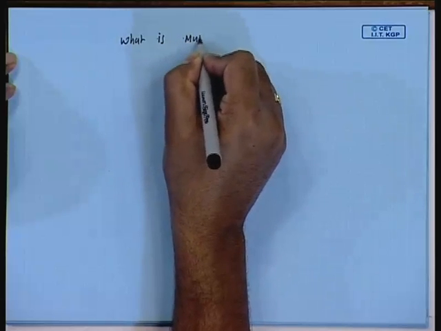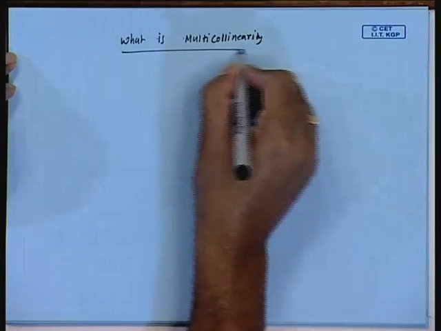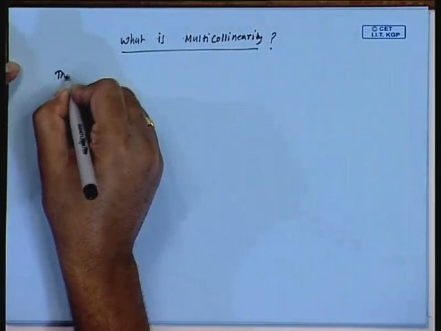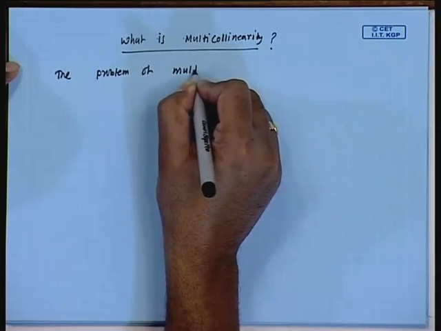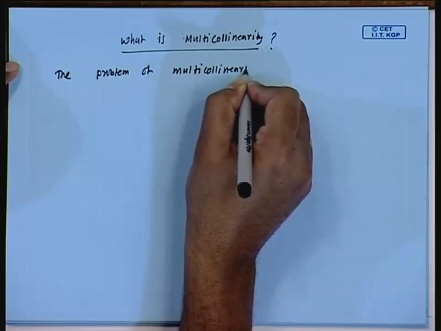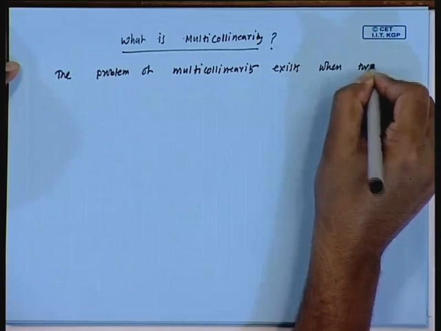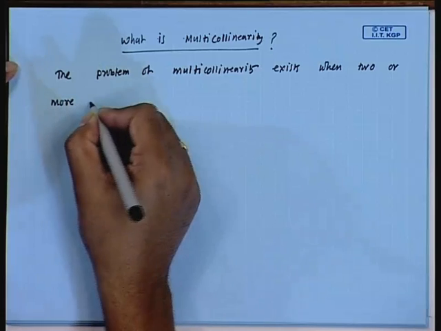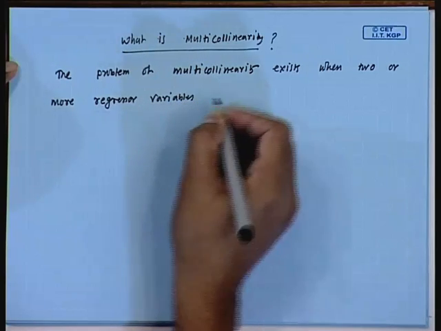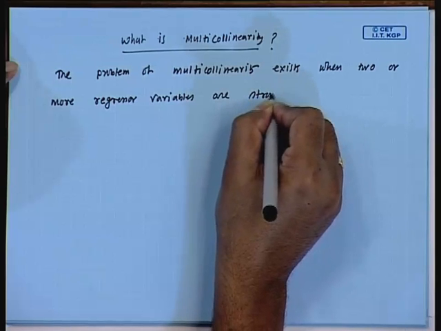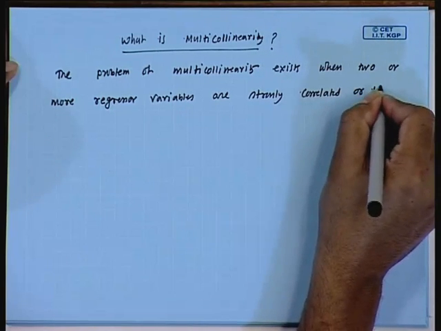What is multicollinearity? Okay. The problem of multicollinearity exists when two or more regressor variables are strongly correlated or linearly dependent.